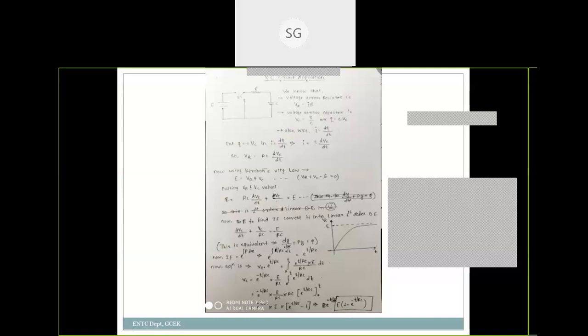Now what is the solution? Vc into e raised to, please observe these steps. Very simple steps. So e raised to t by RC: E by RC is constant, that's why we have kept it outside the integration. And 0 to t e raised to t by RC, this is the integration which we want to perform. Then e raised to t by RC has the integration as this.